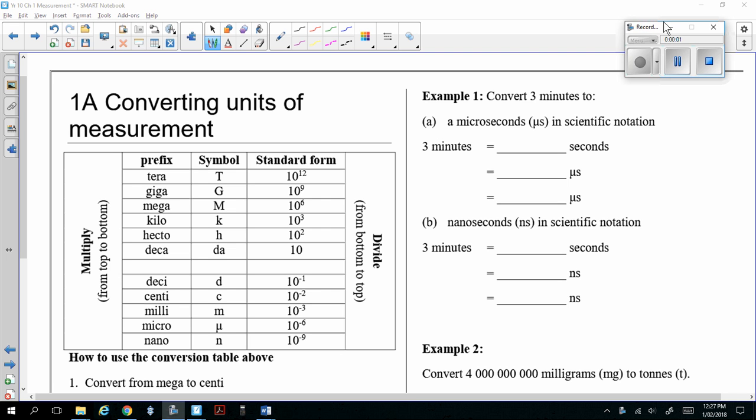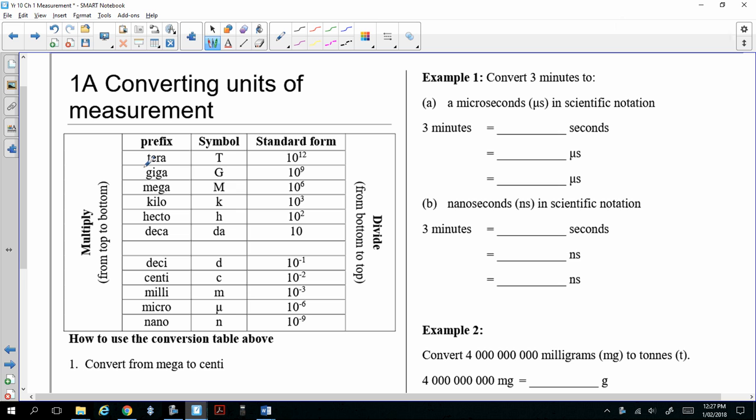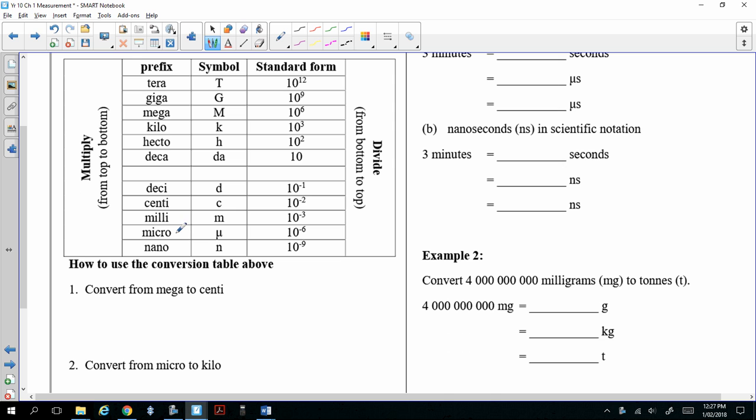Converting units of measurement. There's a table you have to get familiar with. In this table, there are prefixes you have to learn: deca, hecto, kilo. These are the prefixes, and they tell you what to multiply by to convert one to the other. So let's do an example.